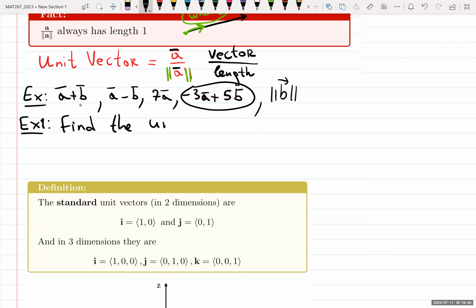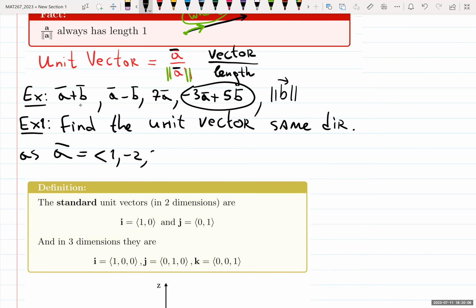Find the unit vector. You're like, oh, that's easy. I know it's the vector divided by its size that has the same direction as vector A. A is 1, minus 2, 3.